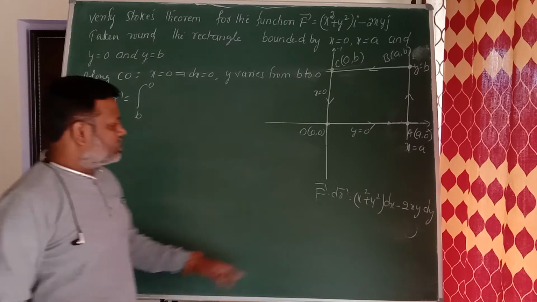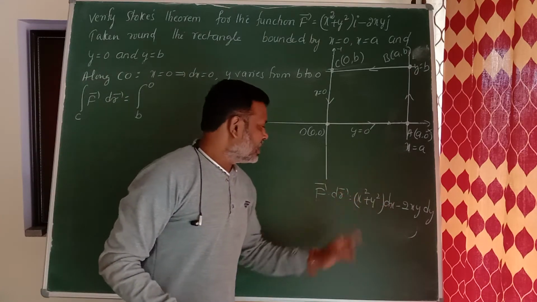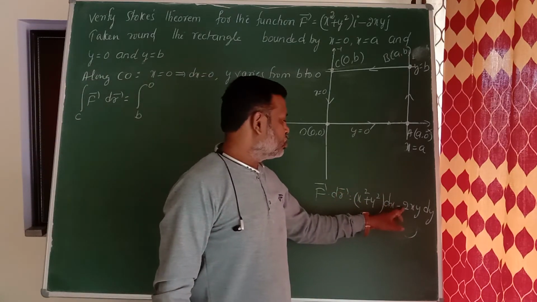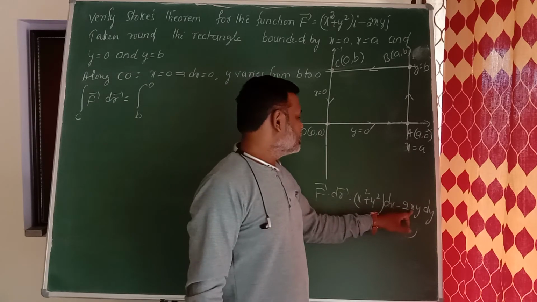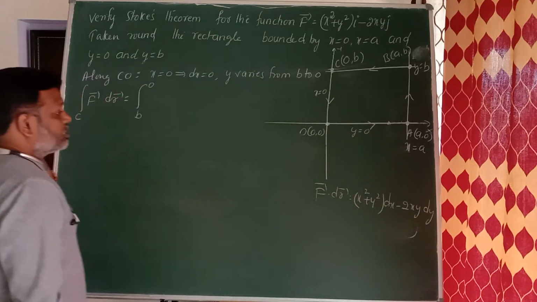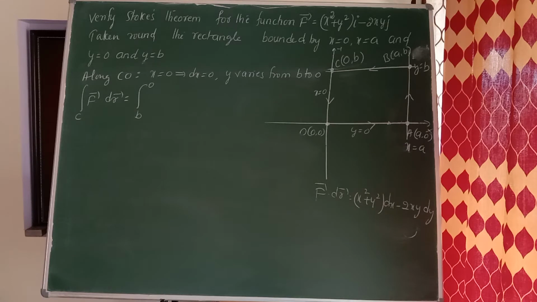So here x is equal to 0, then dx is equal to 0, and this entire term becomes 0. Then minus 2 times x, and what is x here? 0. Okay, x is equal to 0, so what happens here? The entire thing becomes what?